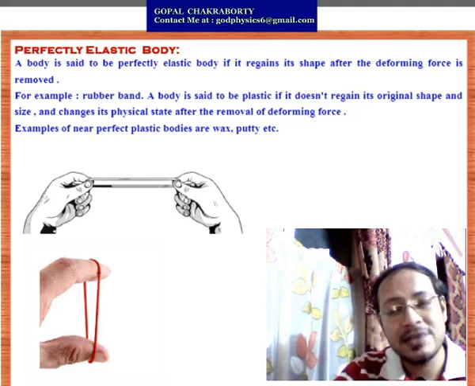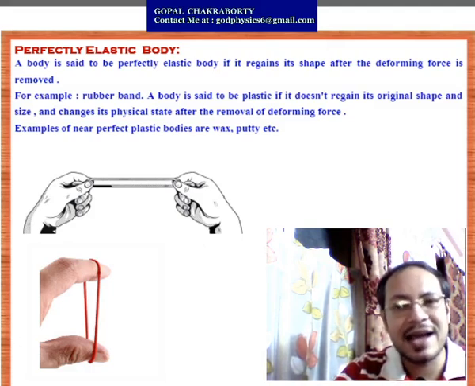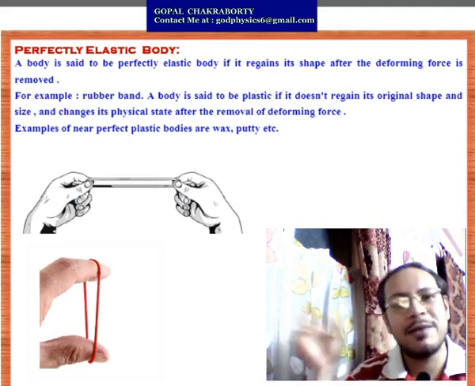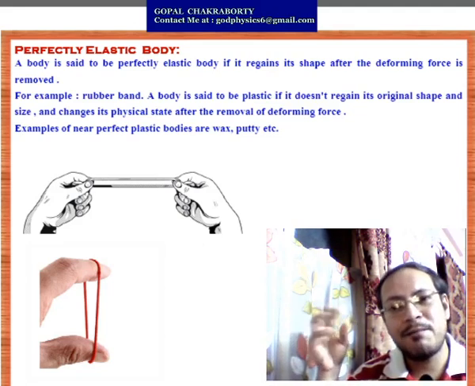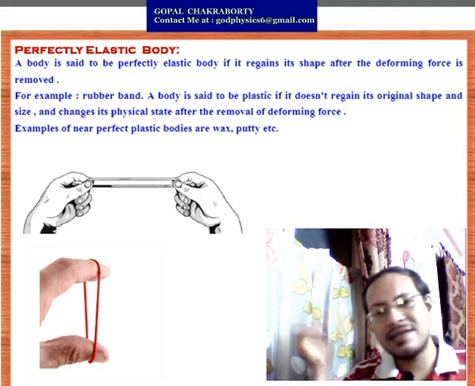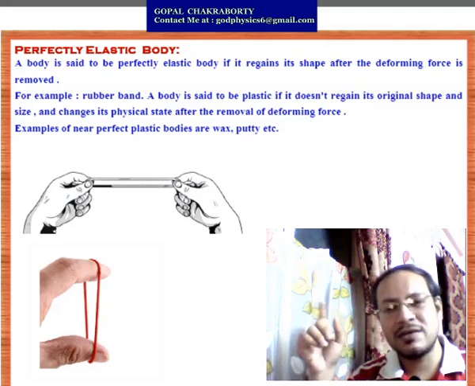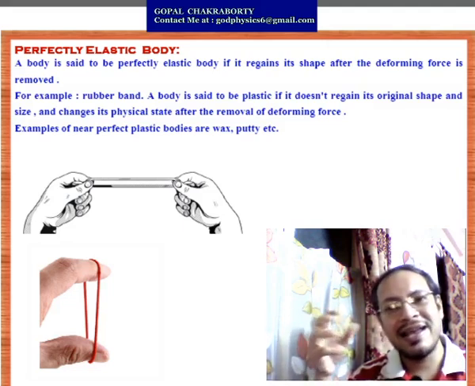A body is said to be plastic if it doesn't regain its original shape and size and changes its physical state after the removal of the deforming force. So that is the plastic body. An example of a nearly perfectly plastic body is wax, putty, etc., because when you apply a deforming force, it is completely and permanently deformed. It cannot regain its original shape or size. A perfectly elastic body is one which is able to regain its original size and shape in a complete way.